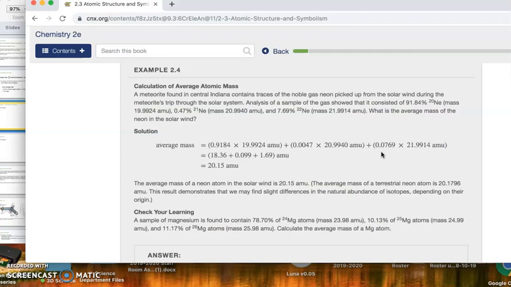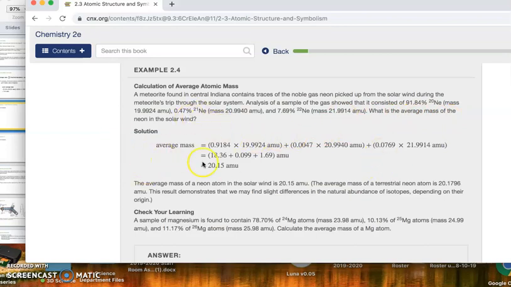Neon 21 has a percent abundance of 0.47%. Its atomic mass is 20.9940 atomic mass units. And then neon 22 has a percent abundance of 7.69%. It has an atomic mass of 21.9914 atomic mass units. What is the average mass of the neon in the solar wind?